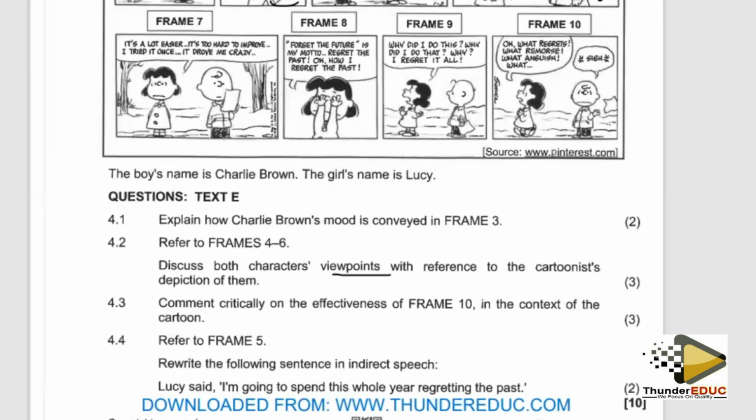Lucy in frame 10 walks away from Charlie, but Lucy is listing all the things that she regrets. So she's listed them down, and therefore, when she walks away, she's still continuing with the listing, and it's still not finished, shown by the ellipsis that is there. So the ellipsis shows Lucy is still listing and still has a lot of things to say.